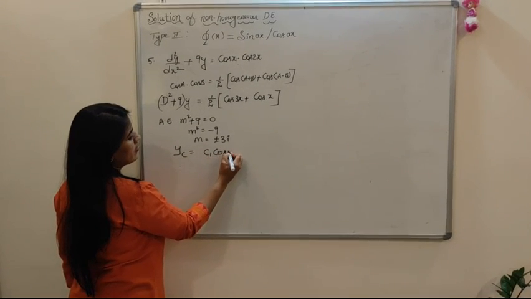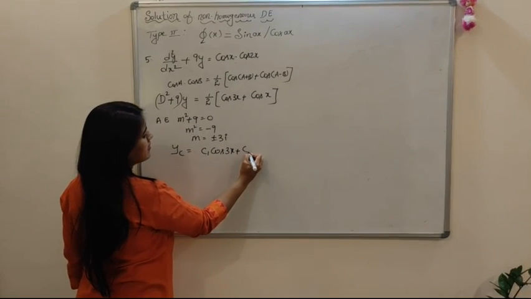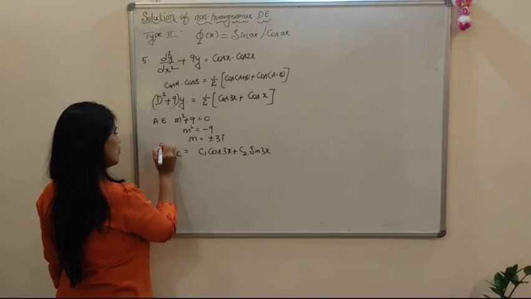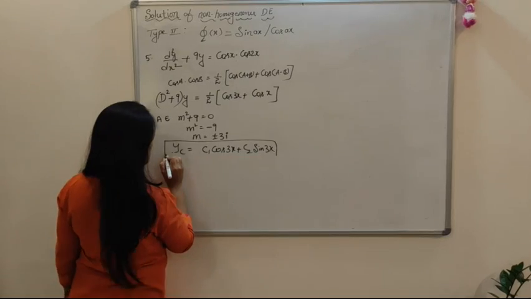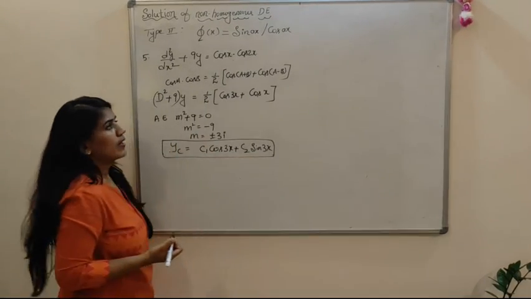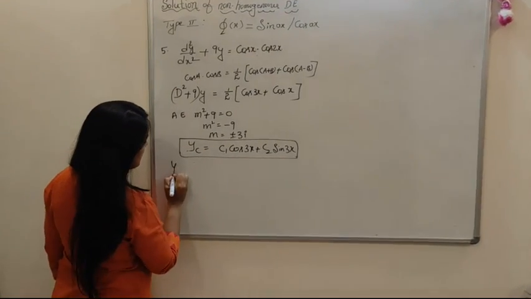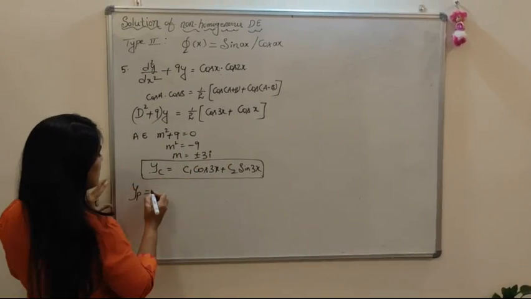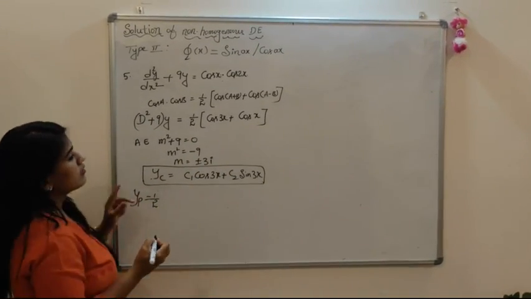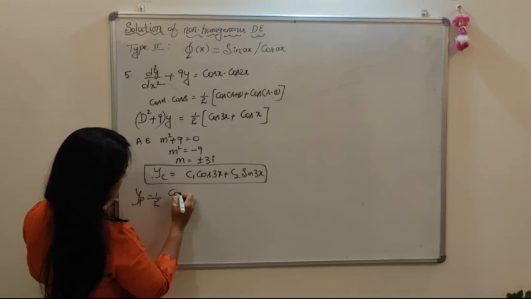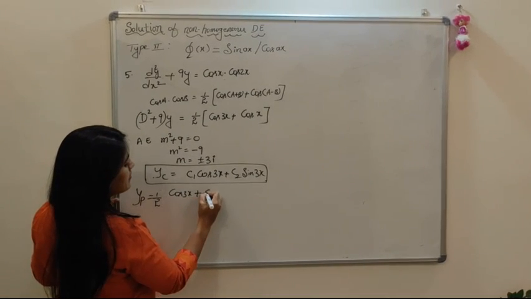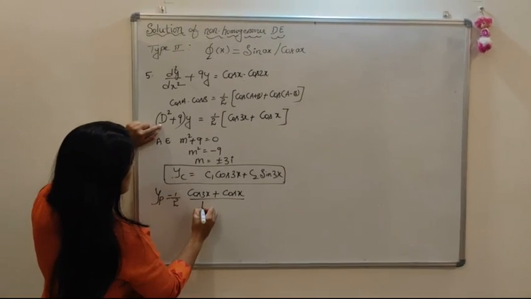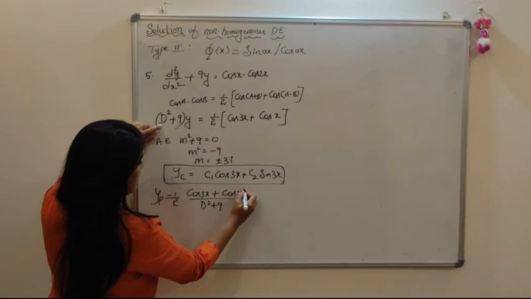C1 cos 3x plus C2 sin 3x. This is yc. Okay, so come to yp. Yp is equal to, I'll take this 1 by 2 constant outside. So (cos 3x plus cos x) whole divided by D square plus 9.